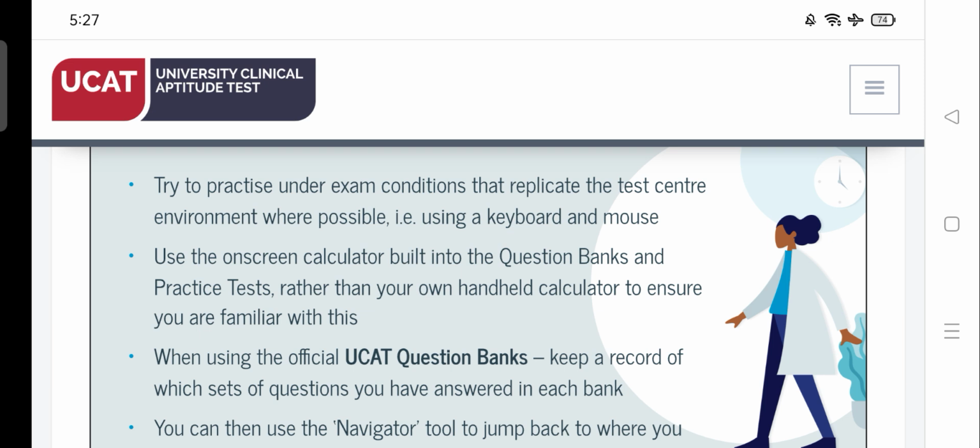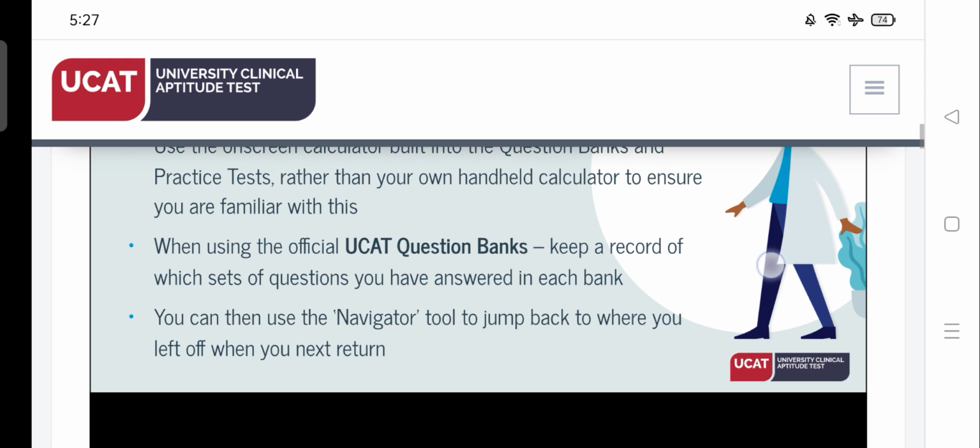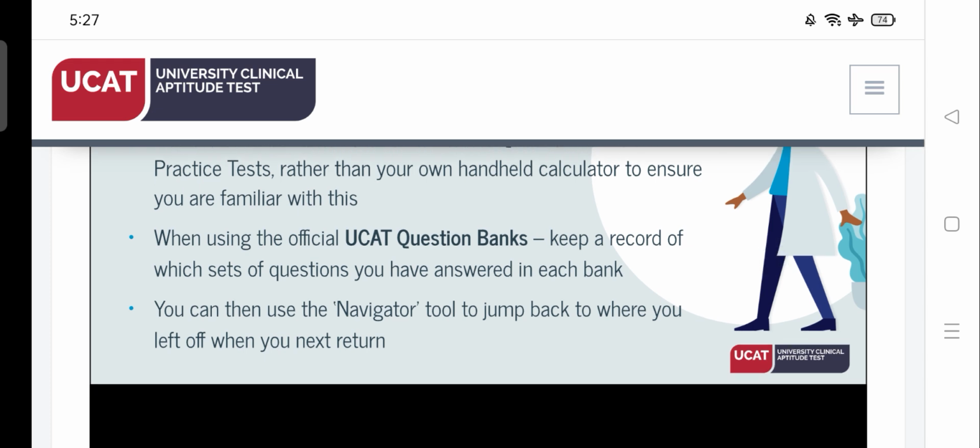When using the official UCAT question banks, keep a record of which sets of questions you have answered in each bank. Okay, when we move towards the UCAT question banks, that are the 5 subtest portion, you have to keep a record of every set which you have answered. You can then use the navigator tool to jump back to where you left off when you next return.